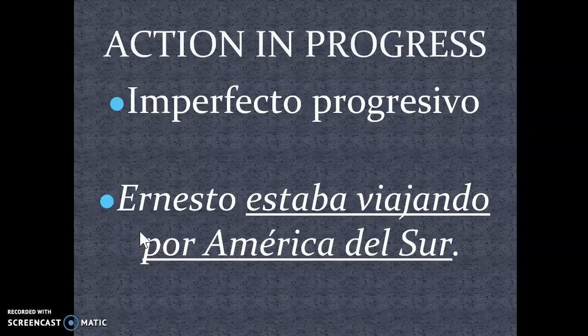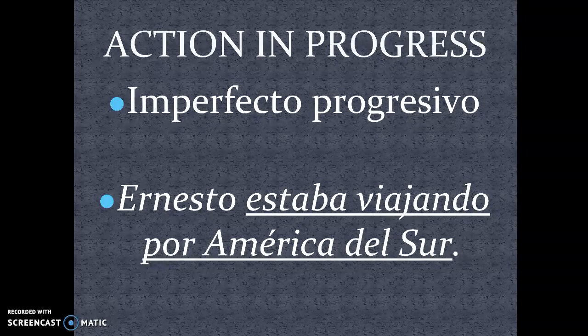The next one is an action in progress, or the imperfecto progresivo, imperfect progressive. This is a lot like el presente progresivo, the present progressive, that you learned in Español 2, where you have a conjugation of the verb estar followed by the equivalent of the ing form of a verb in Español. So viajando, as you see in the example that you have here, is an example of a present participle.